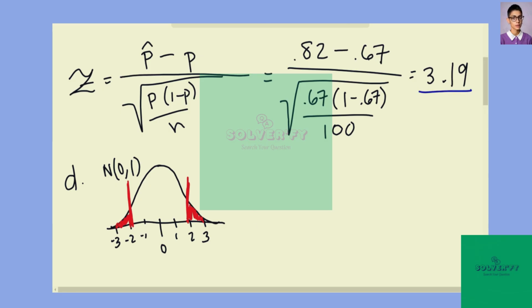And then we have our test value, 3.19, so that's about here. This is well within our critical region. So that means we reject the null or the claim.